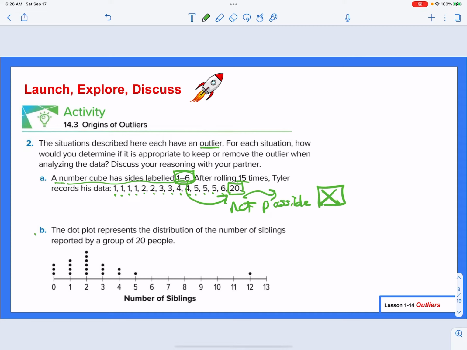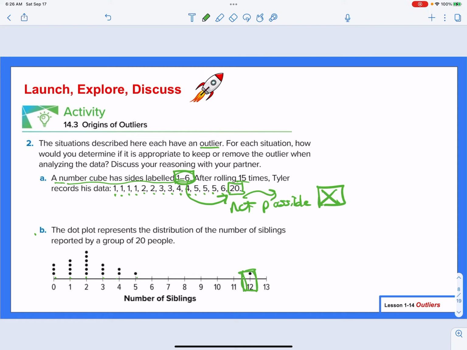How about B? The dot plot represents the distribution of the number of siblings reported by a group of 20 people. Some people have no siblings, 1 sibling, 2 siblings, 3, 4, 5, and someone over here has 12 siblings. Okay, now we have to decide, do we keep that or do we not?